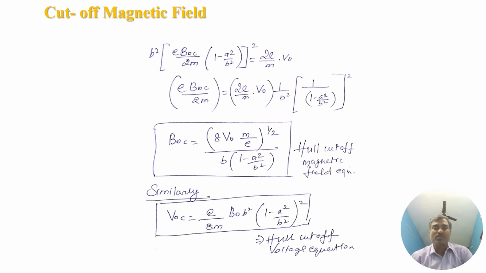Then only are oscillations of microwave signals produced. The necessary condition to produce sustained oscillation is given by the Hull cutoff magnetic field, whose expression is B_c = (8 V0 m/e)^(1/2) / (b(1 - a²/b²)). This field is called the Hull cutoff magnetic field. Similarly, the voltage applied at that point is called the Hull cutoff voltage equation.